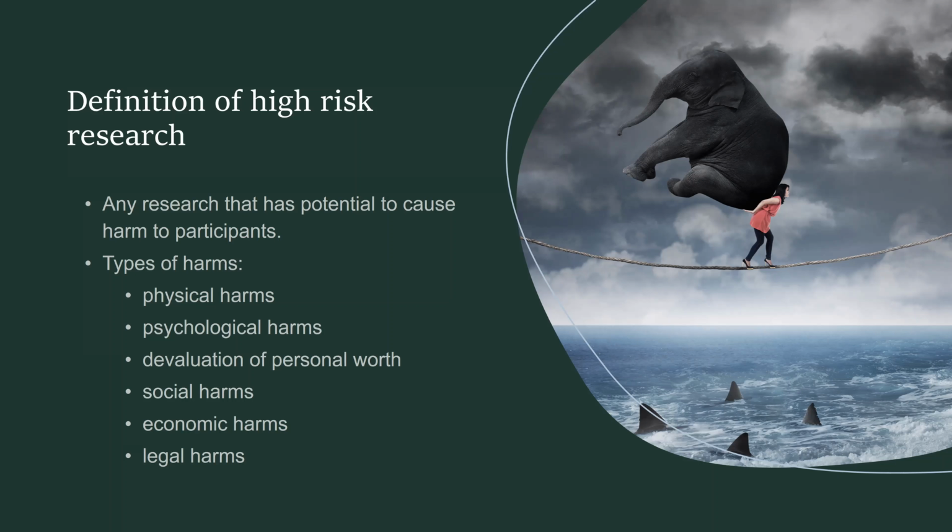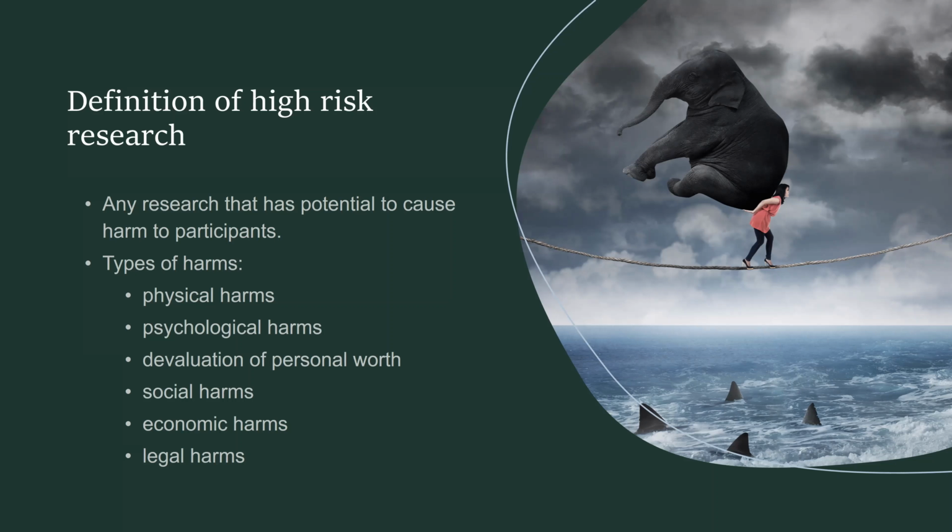The devaluation of personal worth is one of the harms that we take into account, and this might be in relation to being humiliated or manipulated in other ways and therefore treated disrespectfully or unjustly. Social harms relate to the damage to social networks or relationships with others in relation to their participation in a project. It could result in things like discrimination in access to benefits, services, employment or insurance, as well as different kinds of social stigmatisation if people know that you've been participating.